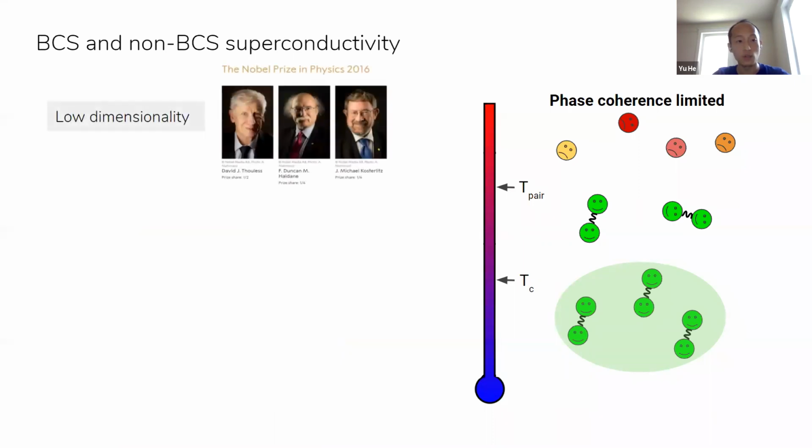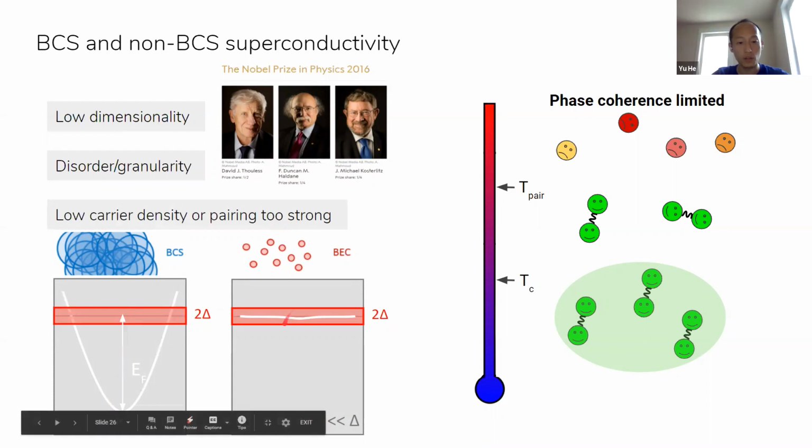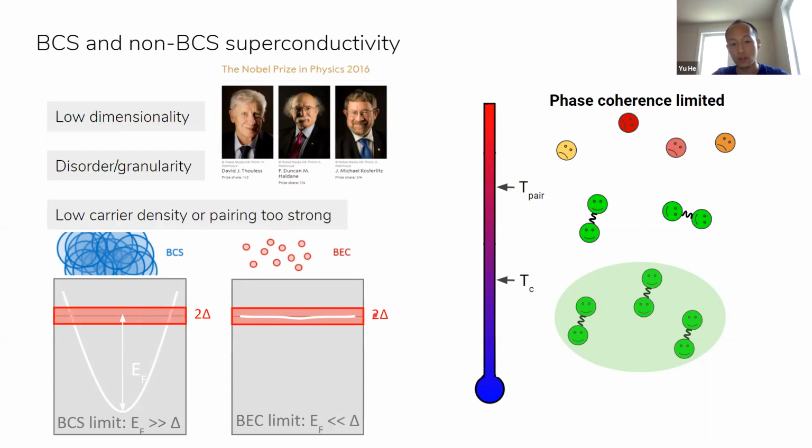It could be due to low dimensionality, as indicated by, say, the Kosterlitz-Thouless transition, that some of you must know, or it could be due to disorder or granularity, or low carrier density, or simply due to the pairing being too strong. In this case, the BCS premise is broken, where the kinetic energy of the electrons becomes much, much smaller than the pairing energy. Therefore, the pairing becomes highly localized, and we traverse into the BEC limit.